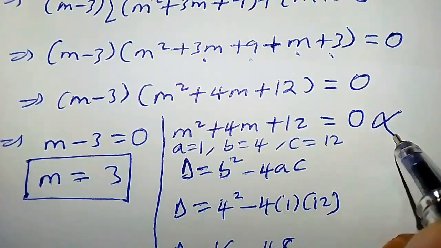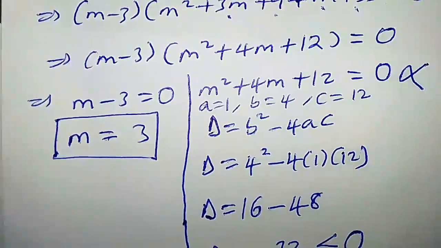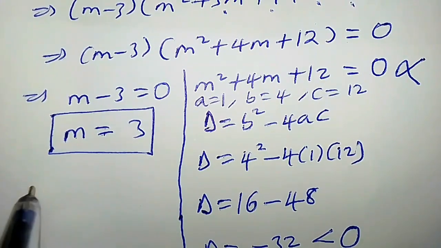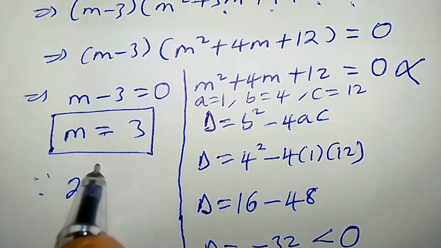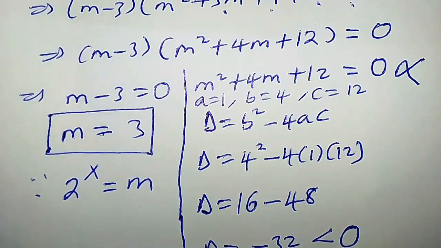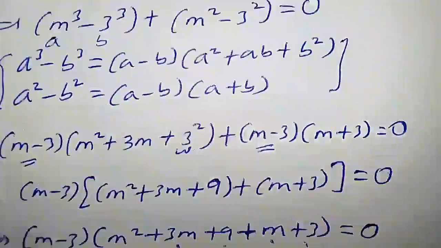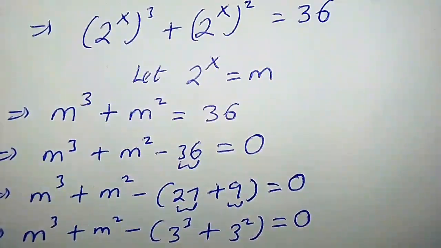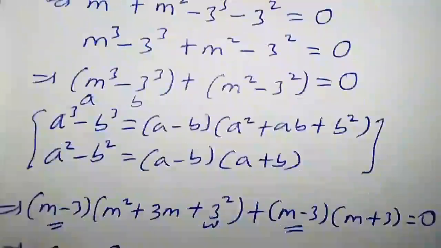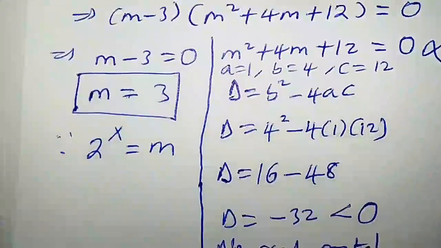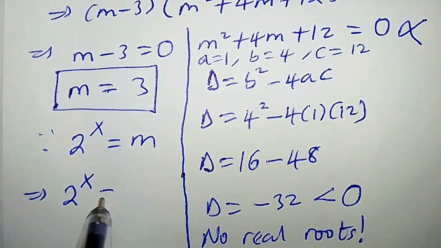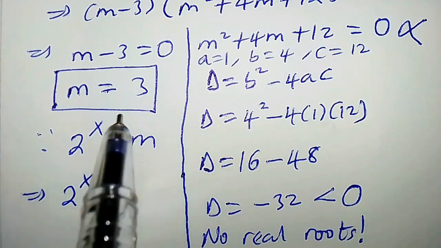We can ignore it. So we just have to focus our attention on m equals to 3, since 2 raised to x is equal to m. Let me show you where I got this from. It's from this line. Let's proceed further. This means that 2 to the power of x is equal to, what is m? m is 3.